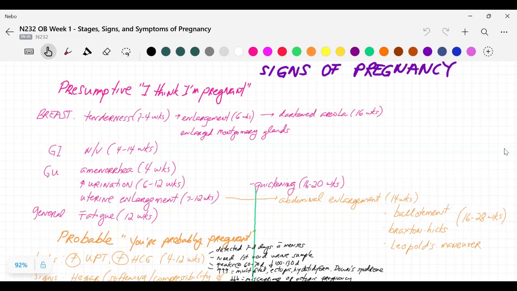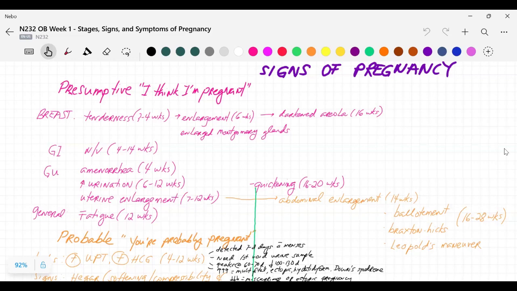Frequent urination, we talked about that. Then uterine enlargement. I want you to recognize the difference here. This is uterine enlargement, not abdominal enlargement. The normal uterus is hiding behind our symphysis pubis. Unless the baby is growing, which is in the second trimester, then it becomes abdominal enlargement. But you notice this is a different color, so that's a probable sign. Abdominal enlargement is a probable sign.